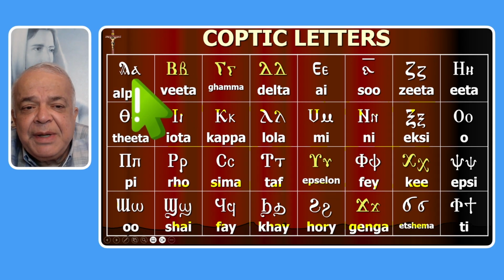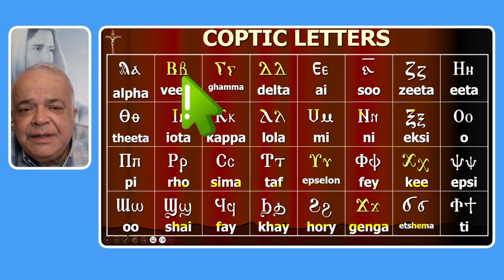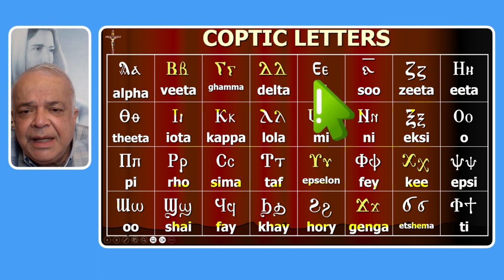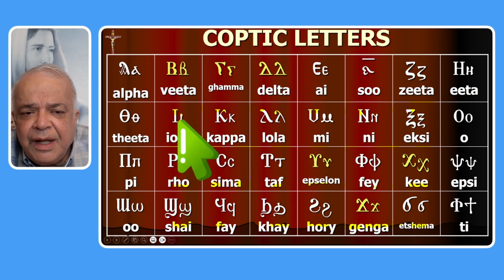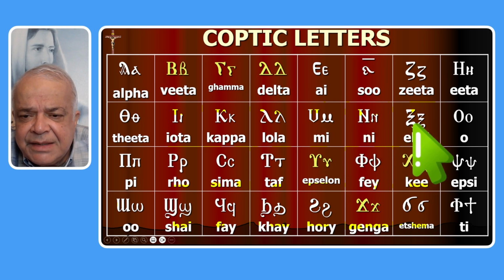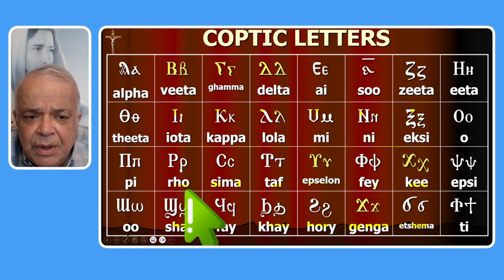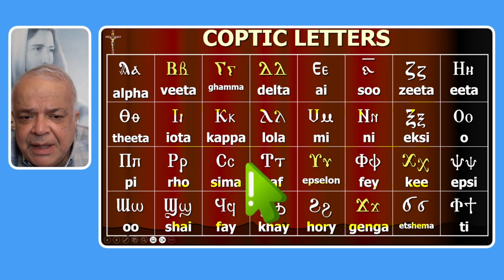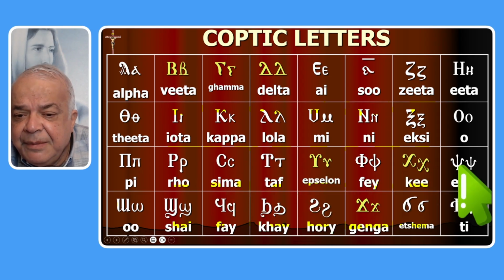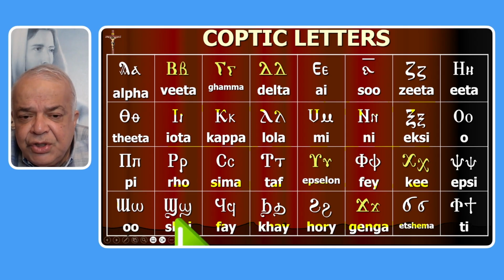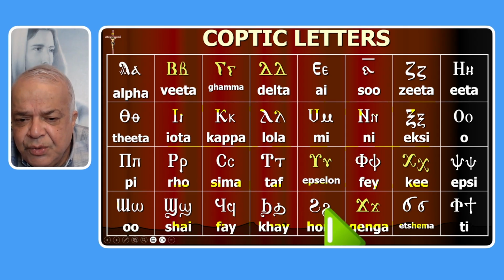Let's go from the beginning now. Alpha, Vita, Gamma, Delta, Ei, Sou, Zeta, Eta, Theta, Iota, Kappa, Lola, Mei, Nei, Xi, O, Pi, Rho, Sima, Taf, Epsilon, Phi, Khei, Epsi, O, Shai, Fai, Khai, Hori, Janja, Shima, Ti.